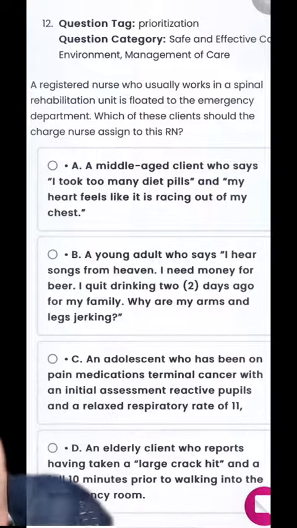Who do we have? We have a middle-aged client who said, "I took too many diet pills. My heart's racing out of my chest." A young person who says, "I hear songs from heaven. I need money for beer. I quit drinking 2 days ago. Why are my arms and legs jerking?"